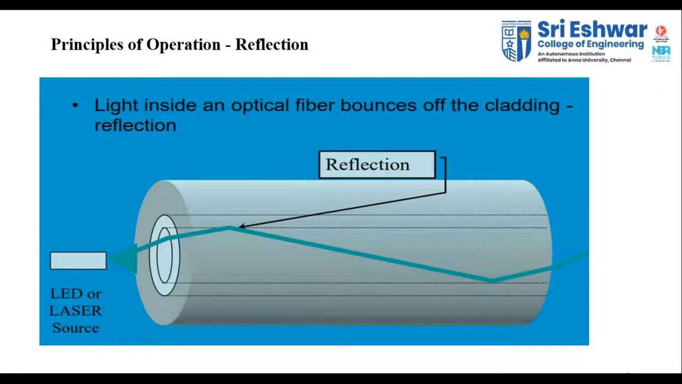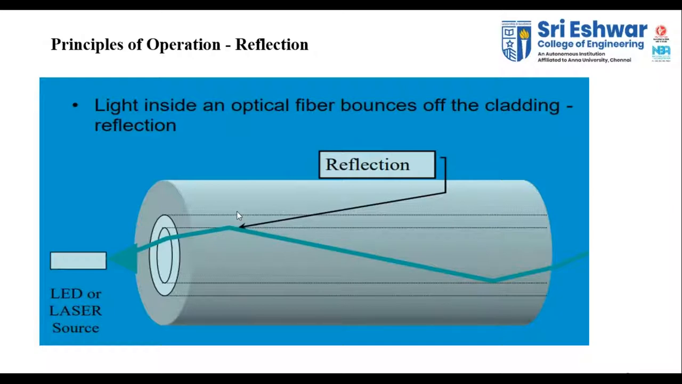The input is given from an LED or laser light source, and light rays are transmitted. They do not enter into the cladding because of condition number one and condition number two. Condition number one is N1 greater than N2: the refractive index of the core is greater than the refractive index of the cladding. Otherwise, the light rays would not be reflected and would go inside the cladding.